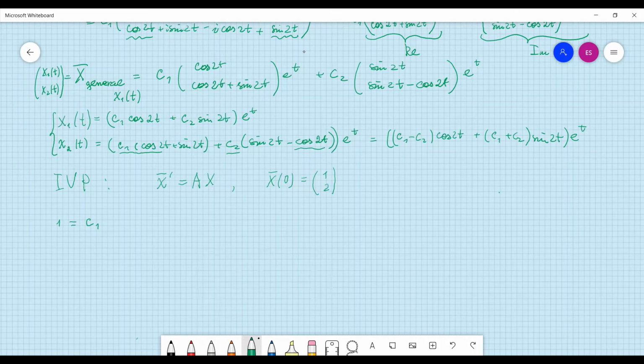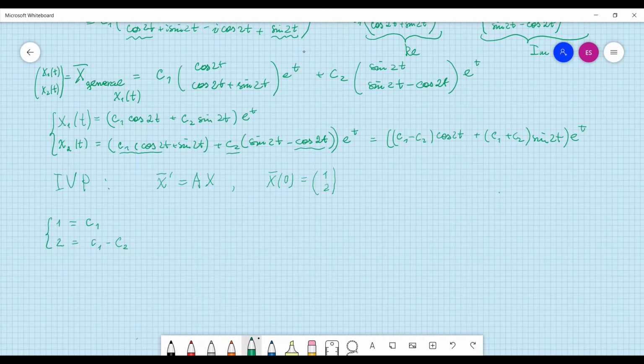c1 equals 1, right? For the second one, it is going to be 2 equals, and here I have c1 minus c2 by cosine. So I'm going to write down c1 minus c2, and cosine is equal to 1, right? And sine is going to give us 0, so c1 plus c2 will be multiplied by 0, and the exponential factor is going to give us 1. So basically, that's a system of equations we just solve to find c1 and c2.